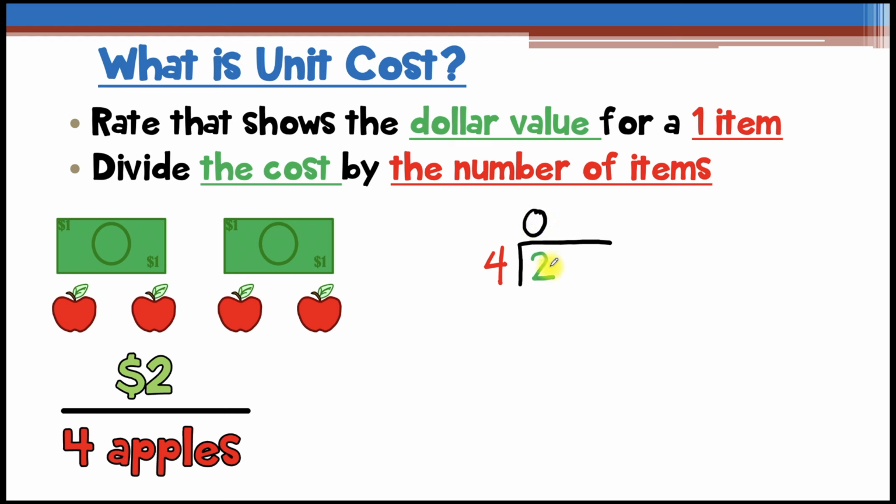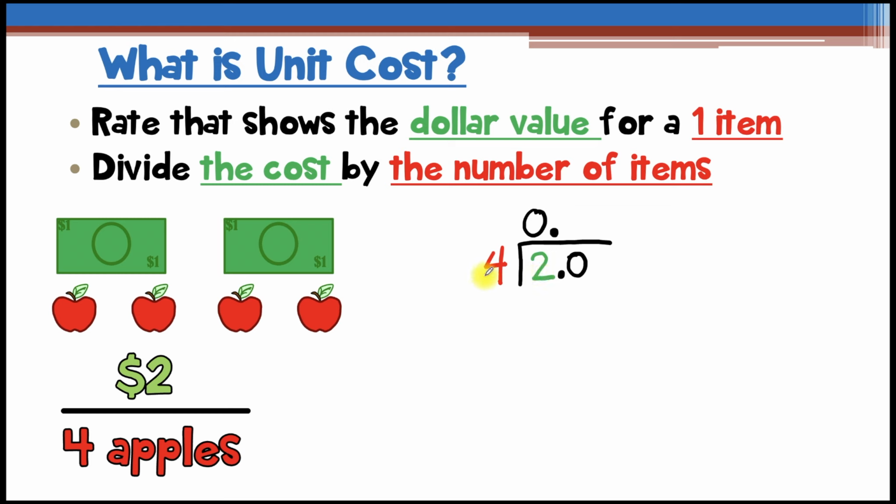But now what do we do? Does this mean we're done? No, it just means we're going to have to put a decimal point here, a decimal point directly on top, and then annex a 0. And then now we divide.